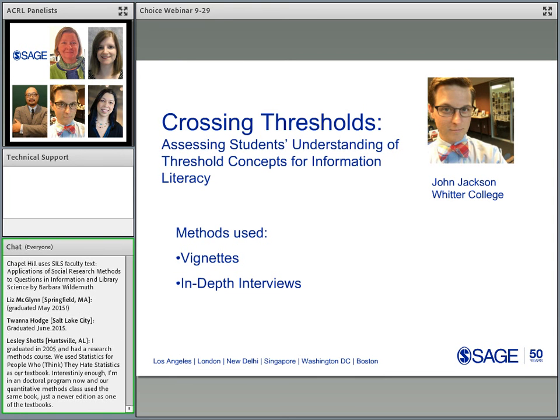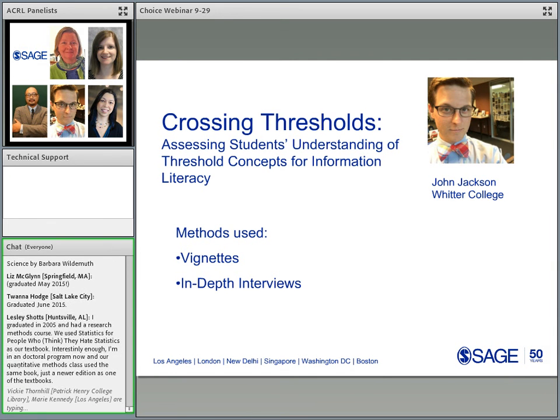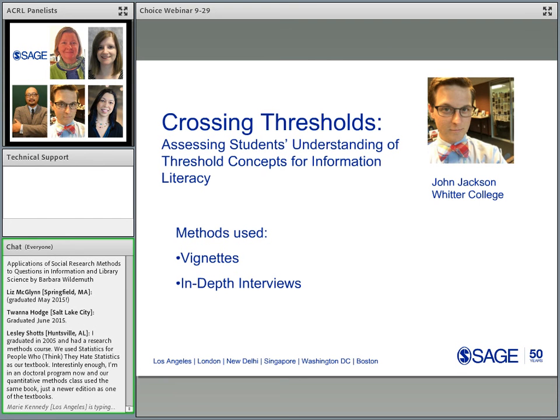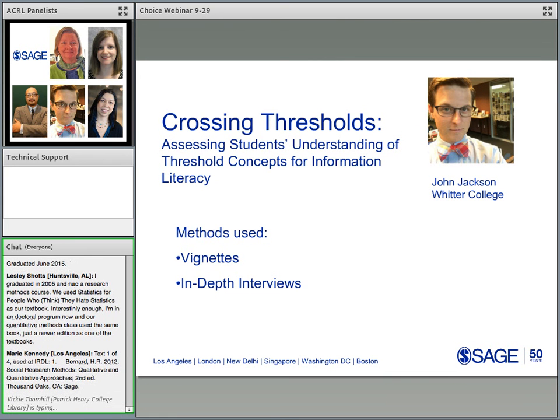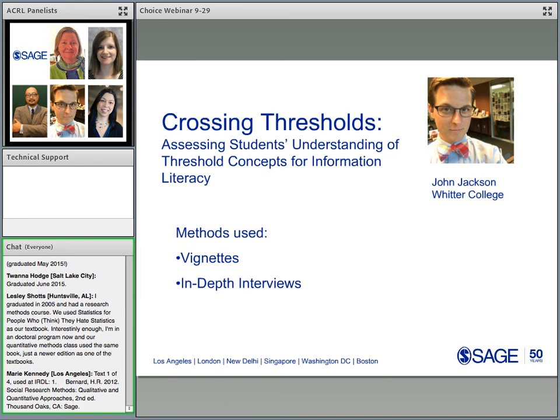These have also been called factorial studies, but that's more of a quantitative approach to this particular method. But basically what I do is I've created fictional stories that outline a typical undergraduate research experience. And I read the story to the student and ask them to respond as if they were giving advice to the student. So they're not actually putting themselves in the place of the student.